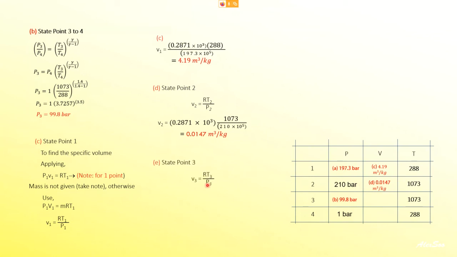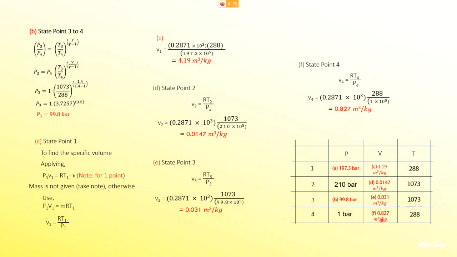And point 3, again, find out V3. Once you have found V3, write it into the table. Okay, so that is your V3. Then point 4, find out V4. So then you fill it up. So you have completed filling up the table of pressure, volume, and temperature. Once you have done that, you can find your Carnot efficiency, thermal efficiency, work ratio, and the rest, because you've got all the data here now.